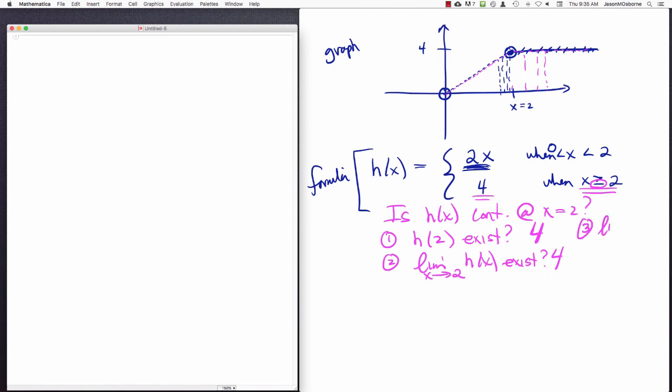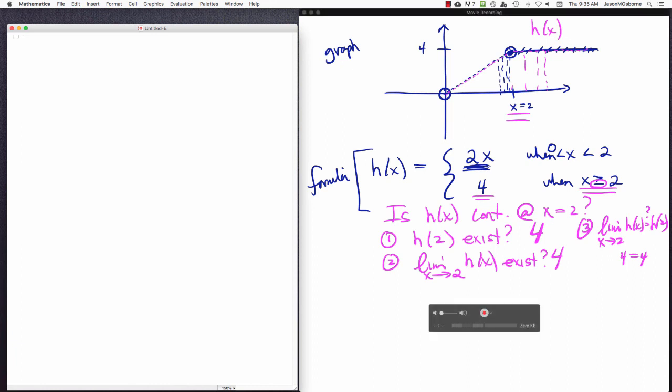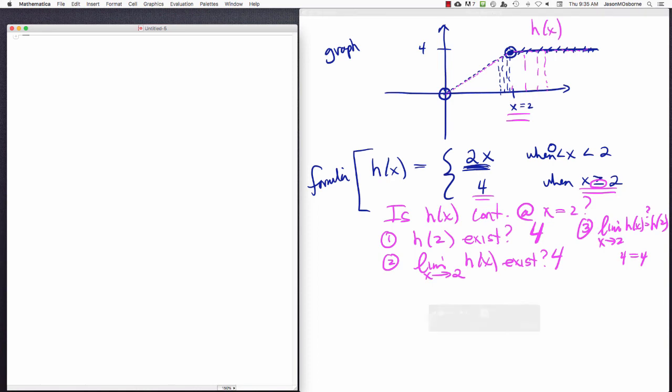3, does the limit as x goes to 2 of h of x equal h of 2? And sure enough, it does. 4 is equal to 4. So here's an example: h of x is a continuous function at 2. Another video will walk you through another one of the Wiley Plus problems on continuity.